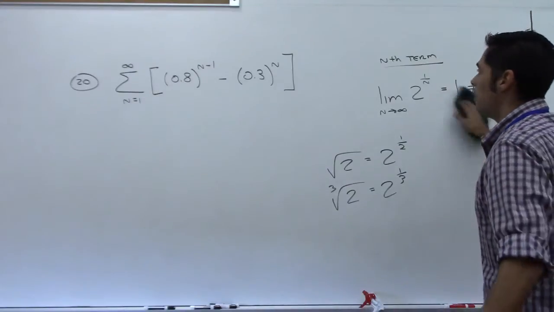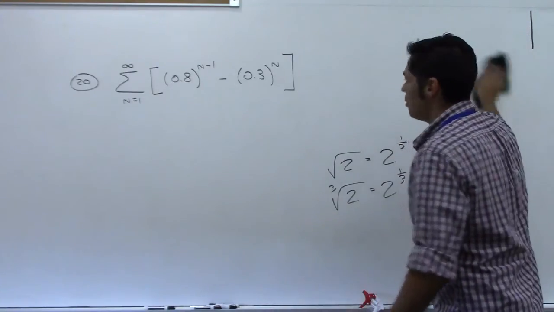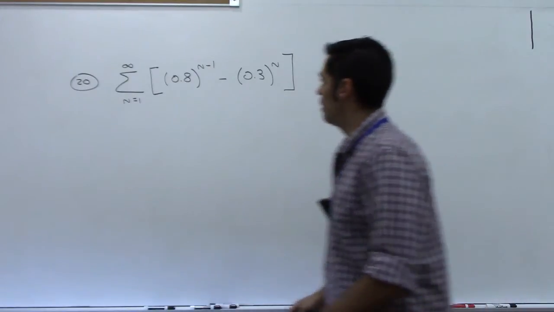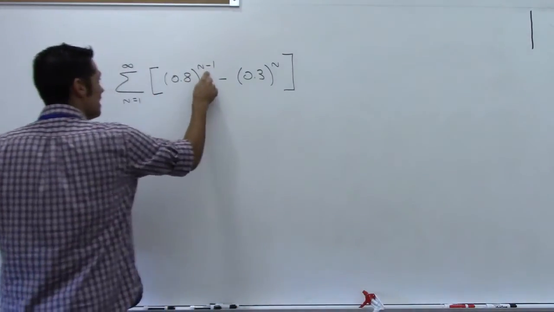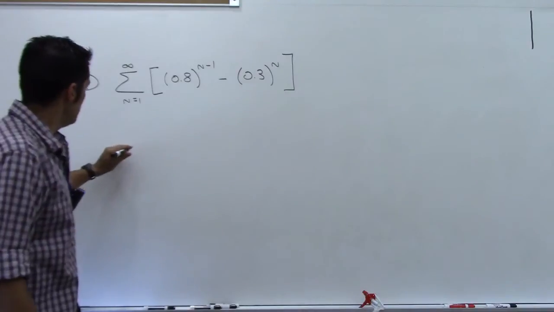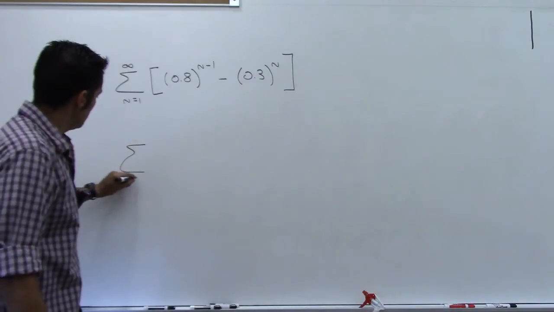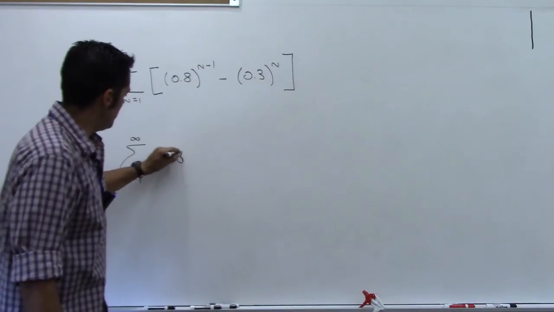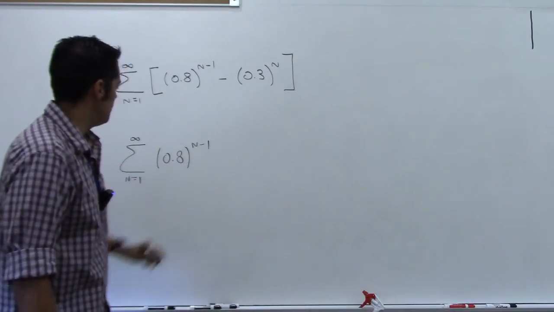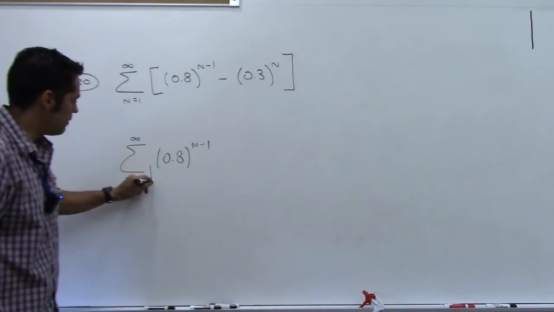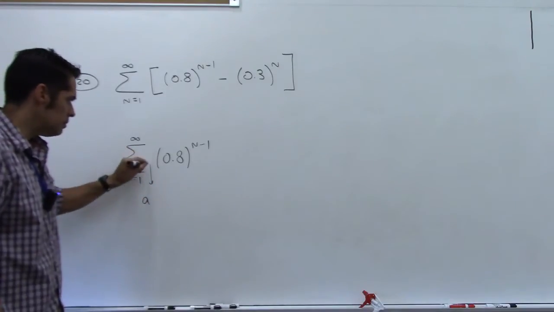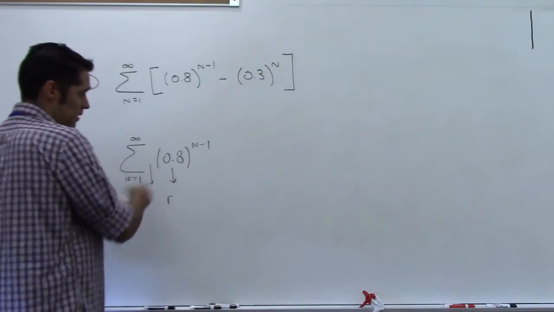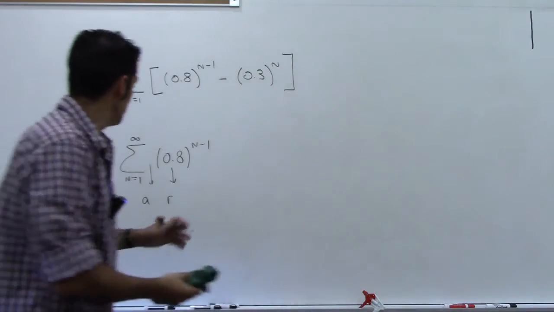The n's up in the exponent. The bases are just numbers. That's looking like a geometric series. In fact, this one looks exactly like a geometric series. This one is sum n equals 1 to infinity of 0.8 to the n minus 1. Here, the a in front is a 1, and then the r here is the 0.8, which is definitely less than 1, so that's going to converge.